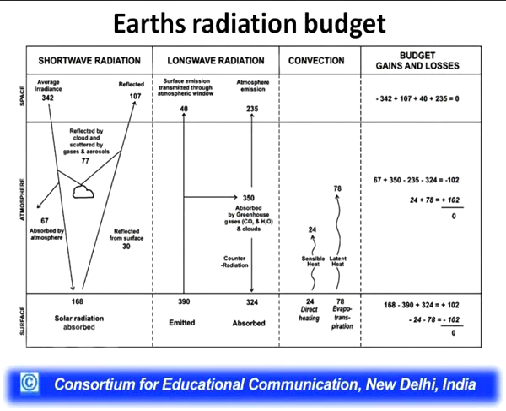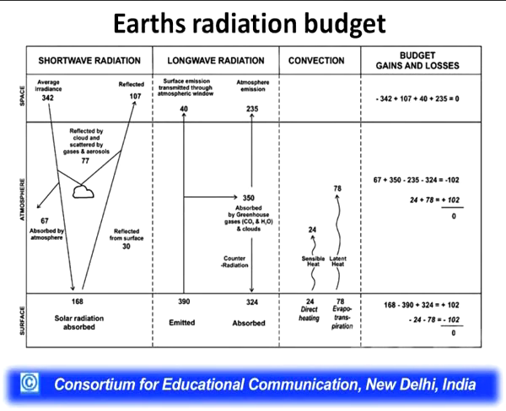At the surface 168 watts per square meter is absorbed, given by the sun, and 390 is going away, and 324 again the earth receives from the atmosphere. So 168 and 324 are positive because they are given to us, and 390 is given away. So this is minus 34. Again we are getting here plus 102, which again shows that there is a disbalance.